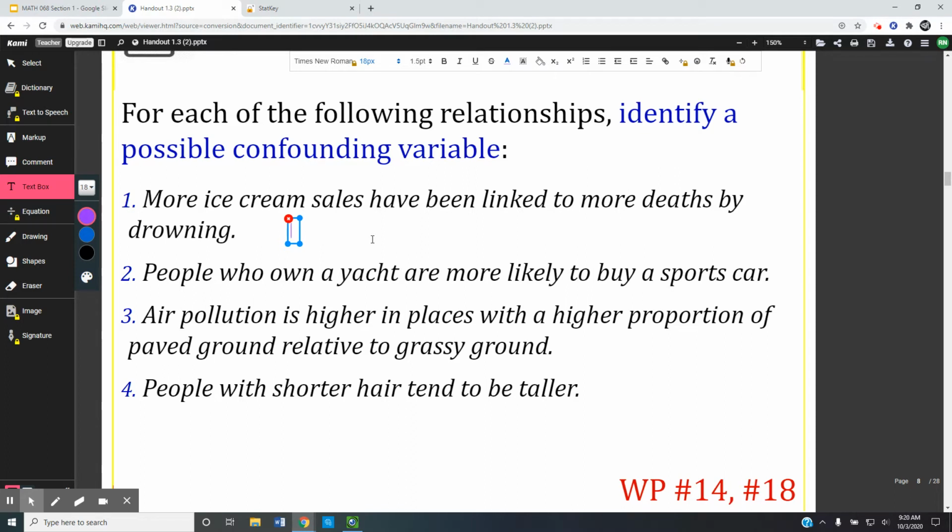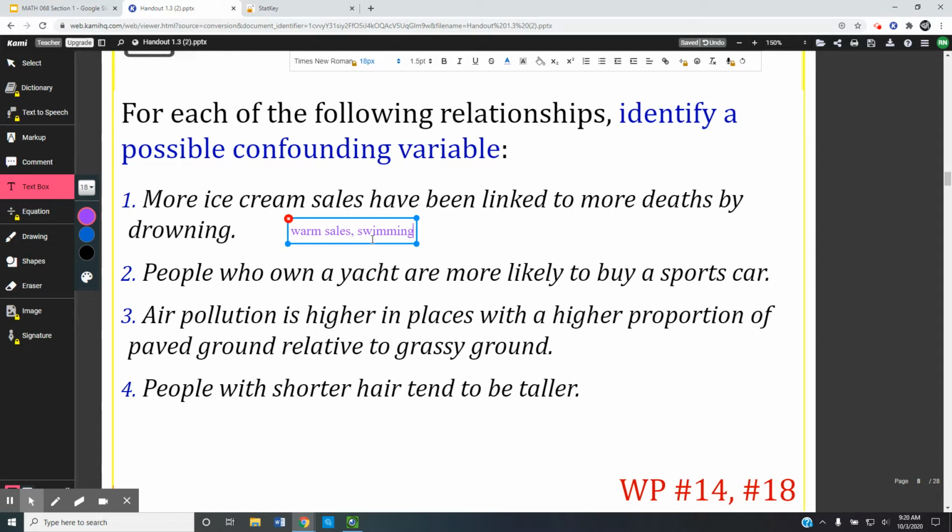Well, no, not really. The confounding variable in here is that more people swim, right? Hotter weather, warm weather, causes ice cream sales, and at the same time, people go swimming. So the confounding variable is actually the weather here, or the heat outside.